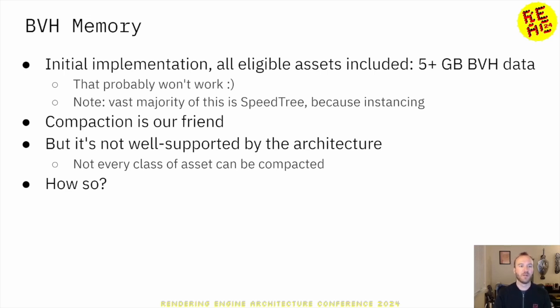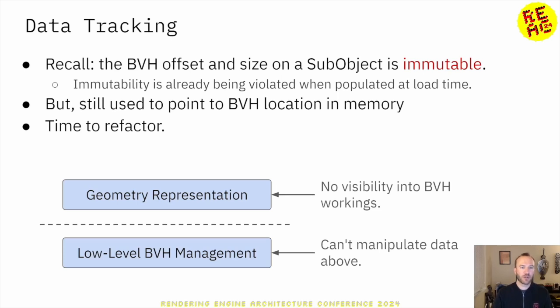I digress. Now, I just said a very large portion of this memory is speed tree, and that's due to the heavy instancing of foliage in the game. All trees and bushes have unique animated data during the simulation, so each one needs to be represented by a unique BVH, and that explodes very quickly. Compaction is going to be our first line of defense against this high memory cost. But the problem we have is that it's not very well supported by our initial architecture. How is that? So if we recall, I mentioned that the BVH offset and size that are stored on a subobject are immutable, and they are used to point to where the BVH is in GPU memory.